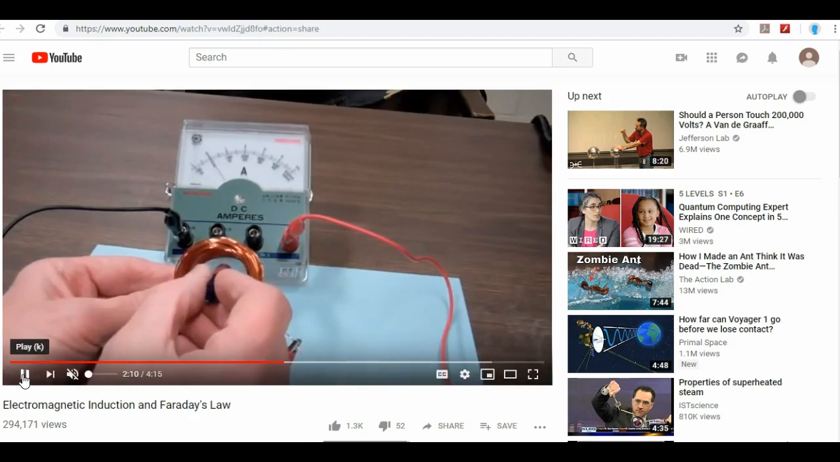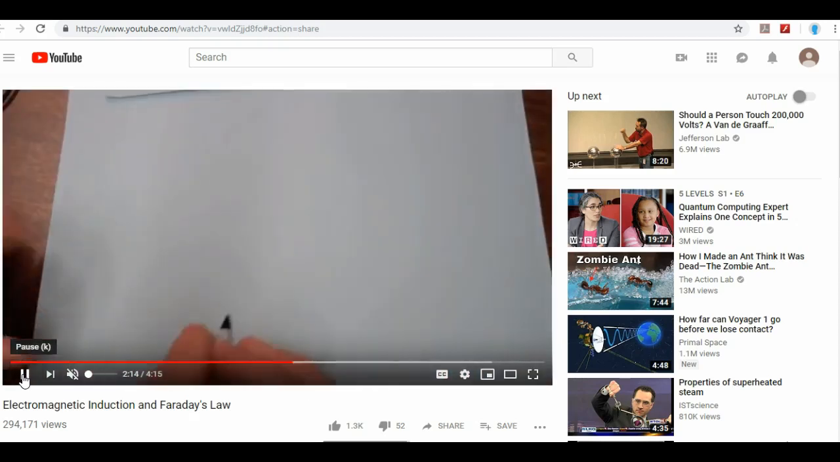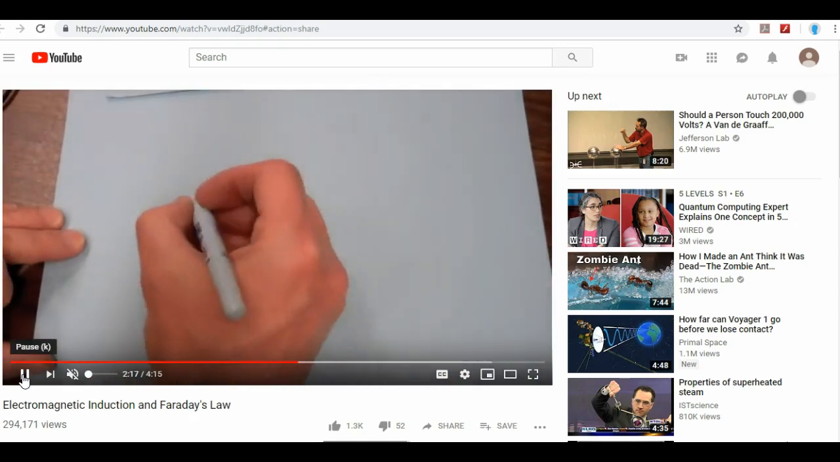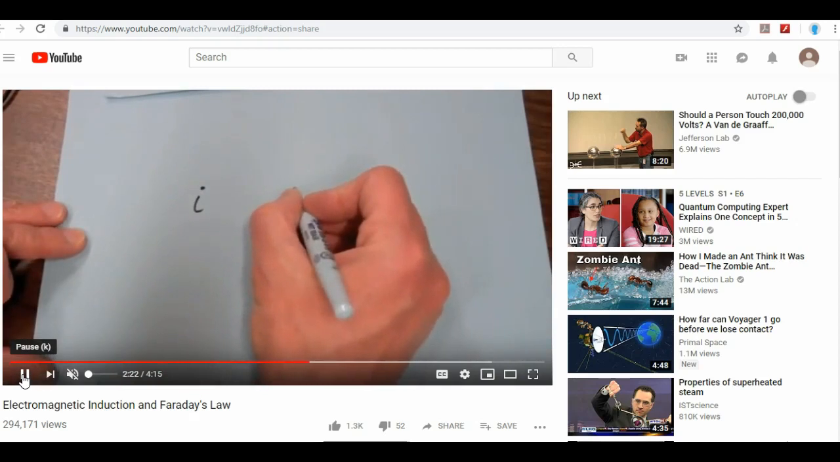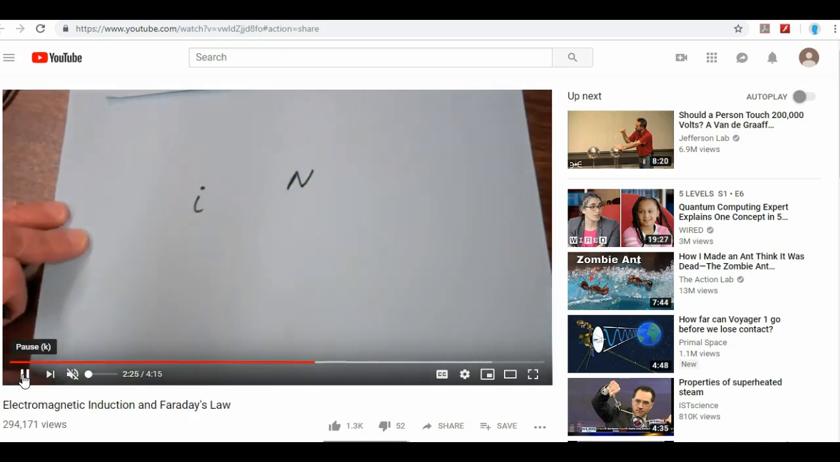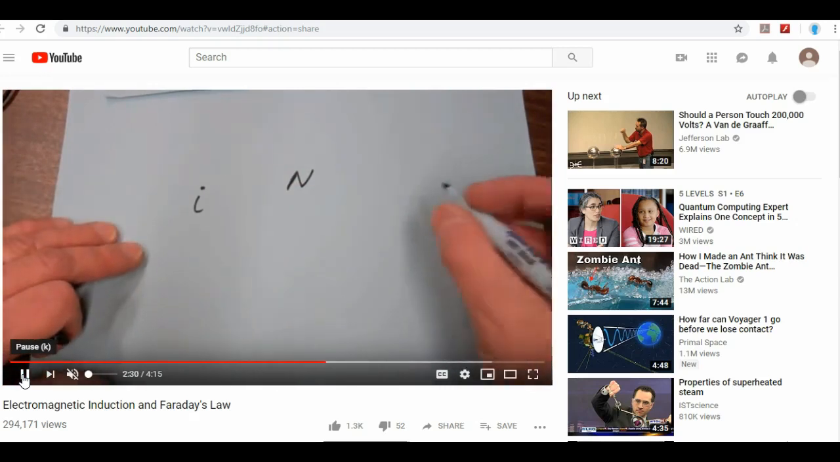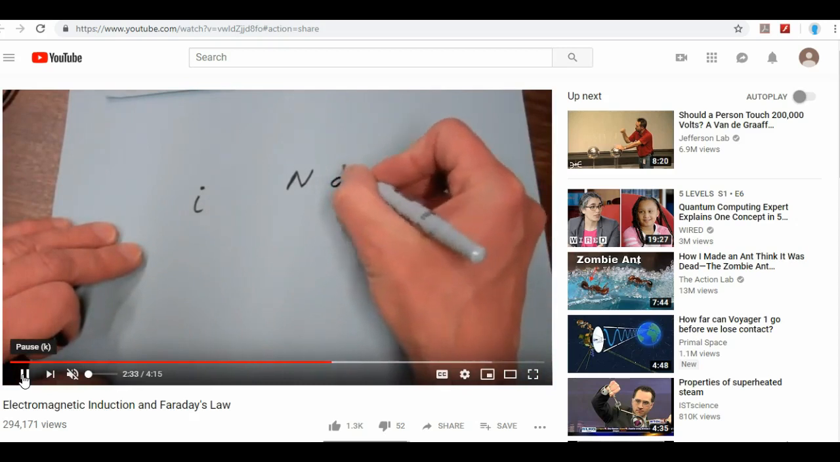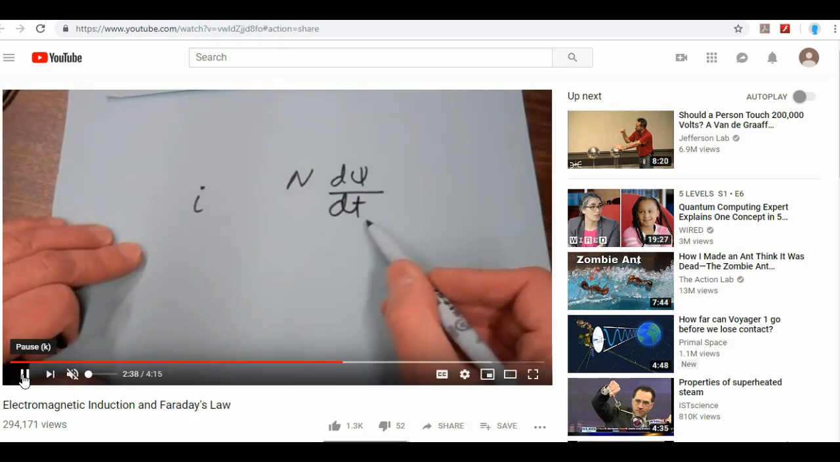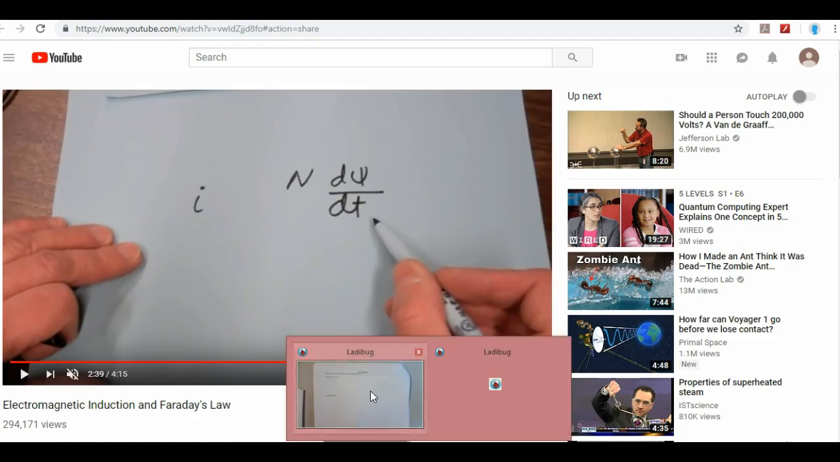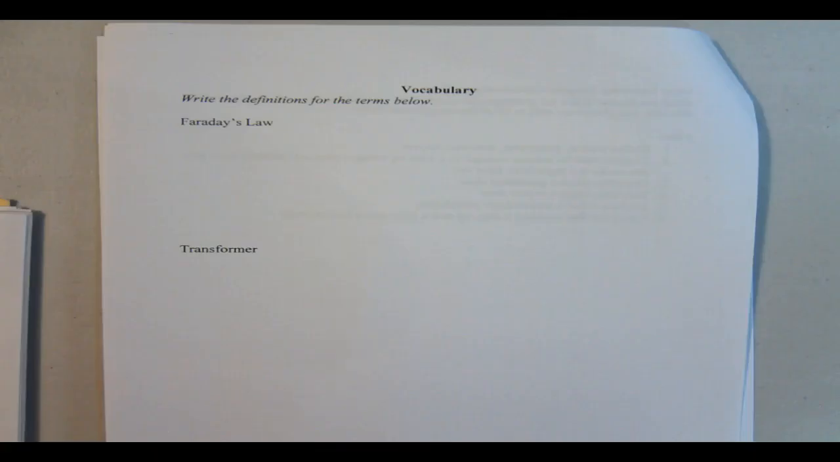So, again, let me pause this. Actually, I'll play it, and I'm going to read it one more time. So, this is the definition. The induced voltage in a coil is proportional to the number of loops, how many loops it is that he put, and the rate at which the magnetic field changes, right? And there you go. Those are the 2 things that are affecting the induced voltage, right? So let's go back to our deal here. There we go. So that's what you should get for the first one.